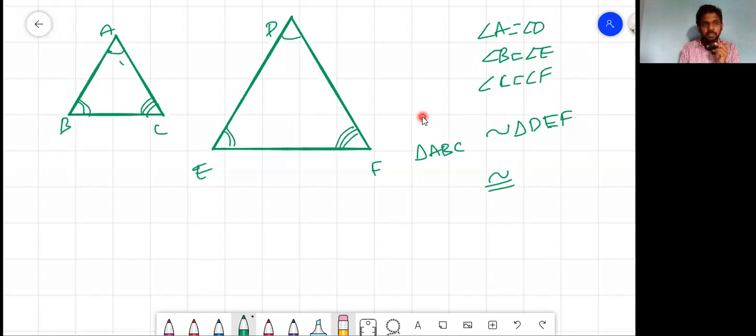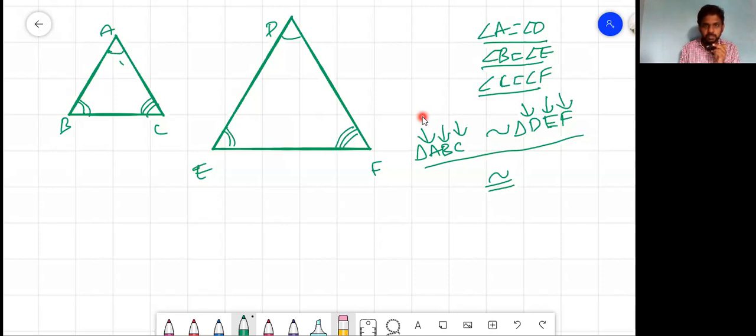So if the angles are equal, angle A is equal to D, B is equal to E, and C is equal to F, then we can say that triangle ABC is similar to triangle DEF. In this case, your angles should be in the same position, which means angle A, angle D, angle B, angle E, angle C, angle F. In that order you have to write for both the triangles. Then you can say that the sides are proportional.